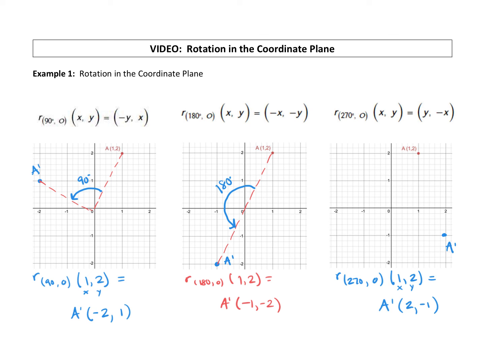And then let's take a look at what this rotation looked like. I'm going to connect the pre-image point A to the origin. I'm going to connect the image point A prime to the origin. And then the rotation that happened here, remember it's a counterclockwise rotation, we went around this way 270 degrees.